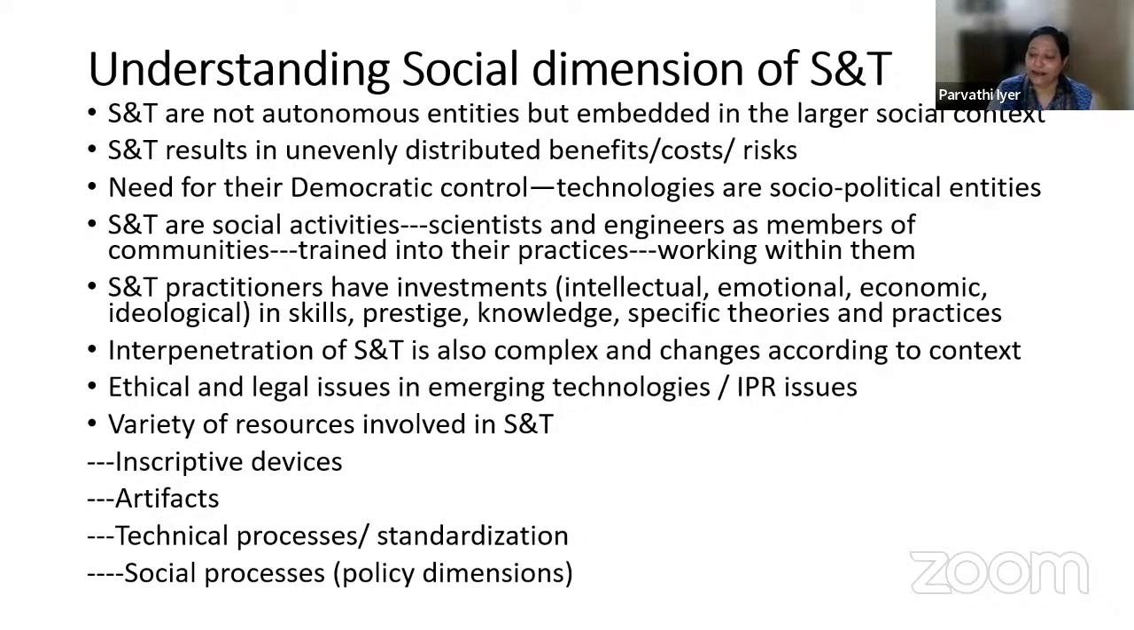Again, we often consider only the technical element of science and technology, and we do not consider that they are also social activities, because ultimately scientists and engineers are also members of certain communities. They are being trained into their practices, and there is a social dimension to that as well: how scientists and technologists get trained in terms of different disciplinary orientations.